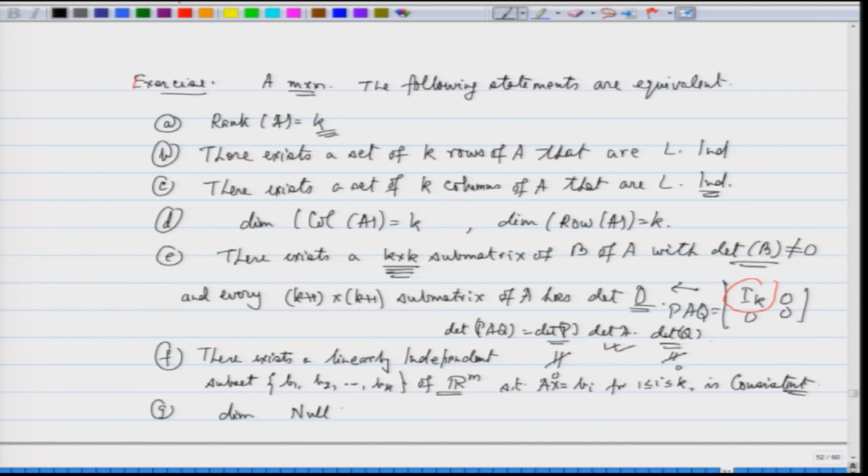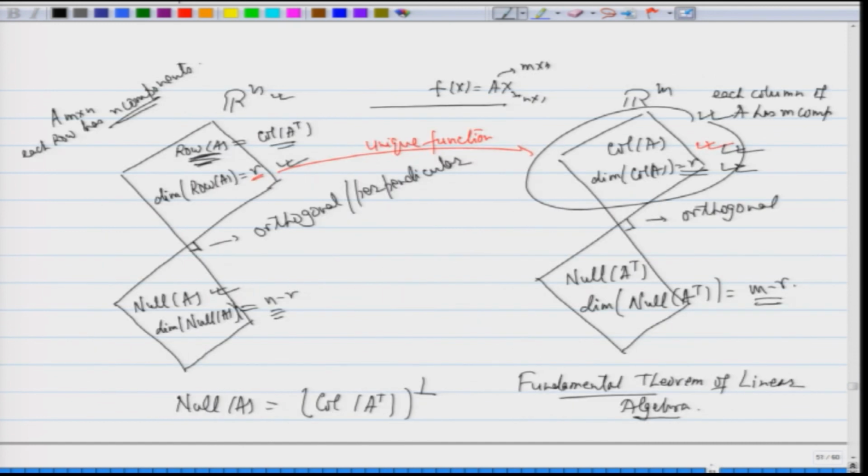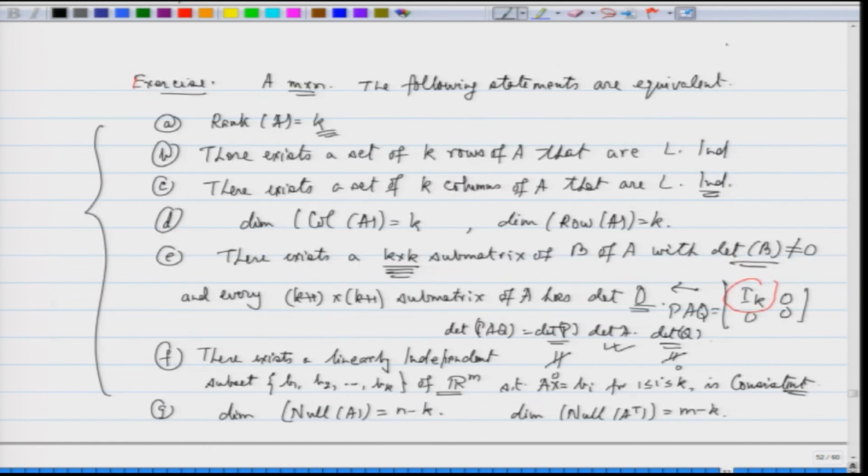G: dimension of the null space of A is n minus k. Fine. Similarly, you can have another one, which is that the dimension of the null space of A transpose is m minus k. All right. So, all of them are equivalent conditions. You can prove one. Almost all of them can be proven using the fundamental theorem because of this diagram that we have here. Everything follows from here if you have understood the definitions. The only problem is this part, which is about determinant. They follow from here and some properties of determinant that I have not told you.